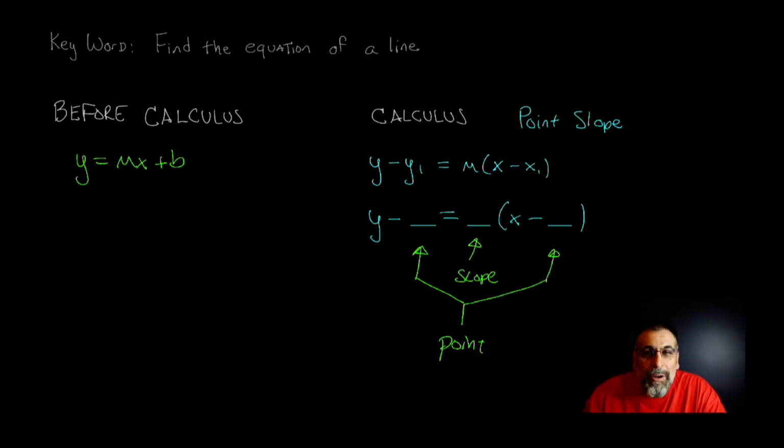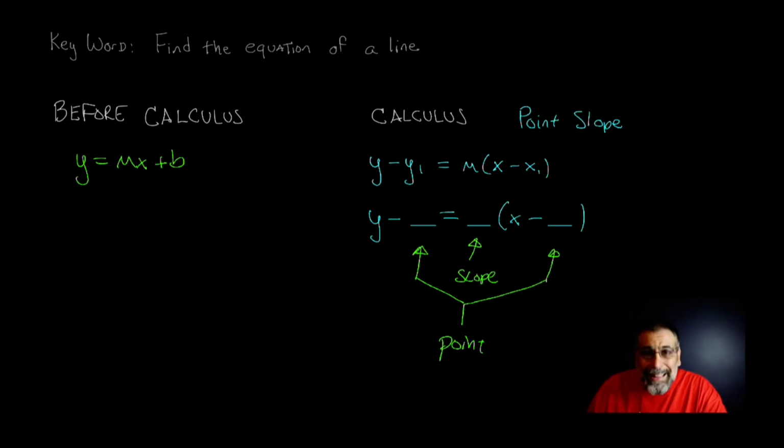So now, until the end of the year and the AP exam, every time you see find the equation of a line, you know your job is to find that point and that slope. And somewhere in the problem, they're going to give you the information you need to find those things, okay? They're always going to give you everything you need. So again, find the equation of a line. Let's find the point. Let's find the slope.